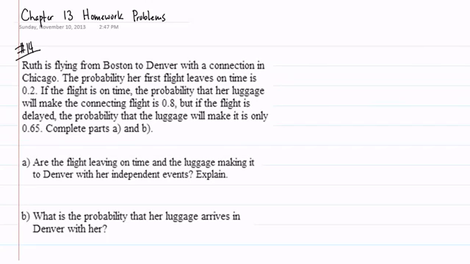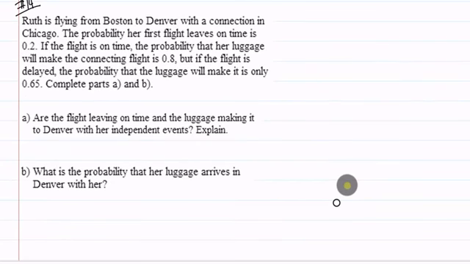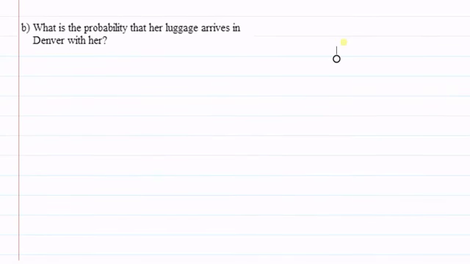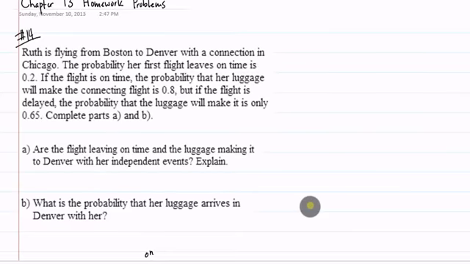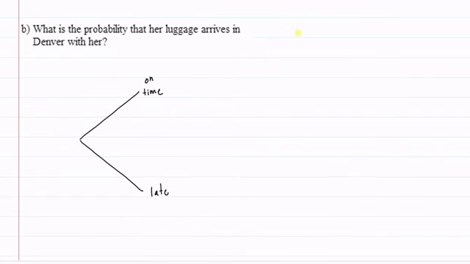When you see a problem like this with a bunch of conditional probabilities, what you want to do is draw a tree. It's really important to actually draw the tree. So the first thing we have here is that her flight is either on time or it's late. It says in the problem that it has a 0.2 probability of leaving on time. That means it must have a 0.8 probability of leaving late, because remember, the probability of an event is 1 minus the probability of its complement, or you can use your sort of common sense of things.